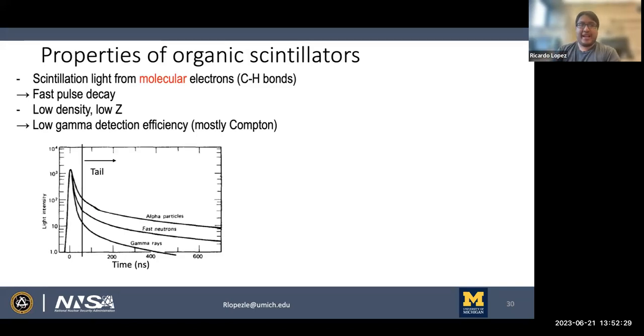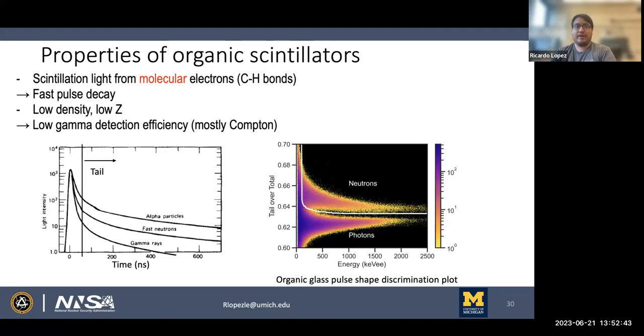Now, it's important to note that with organic scintillators, since they're low density, low Z, they may not always be the best for gamma ray detection because of their low efficiency. However, they have this neat property where their pulse shape is actually dependent on the initial radiation type due to this singlet and triplet state process, where essentially the delayed response or the tail of the signal is much greater for events that were initiated from a neutron scatter than from, say, a gamma ray scatter.